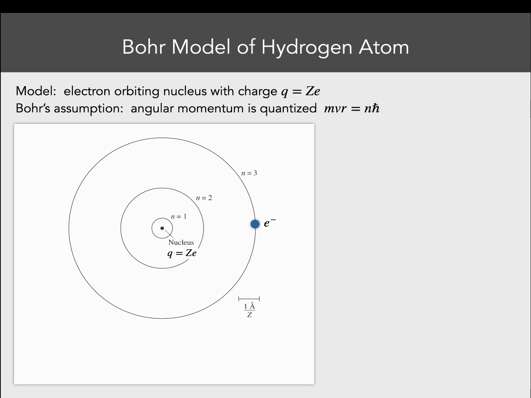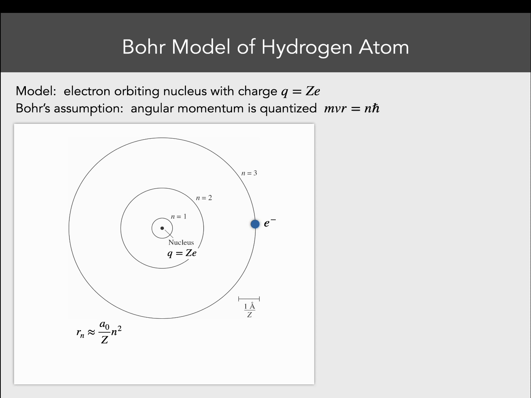Bohr's assumption was that the electron orbits around the nucleus as a little planet orbits the sun, but that we only have discrete orbits because the angular momentum, mvr, is quantized, meaning it's equal to some quantum number n times h bar, Planck's constant. So this is the assumption that Bohr made, and if y'all have taken modern physics, you kind of know the backstory on that.